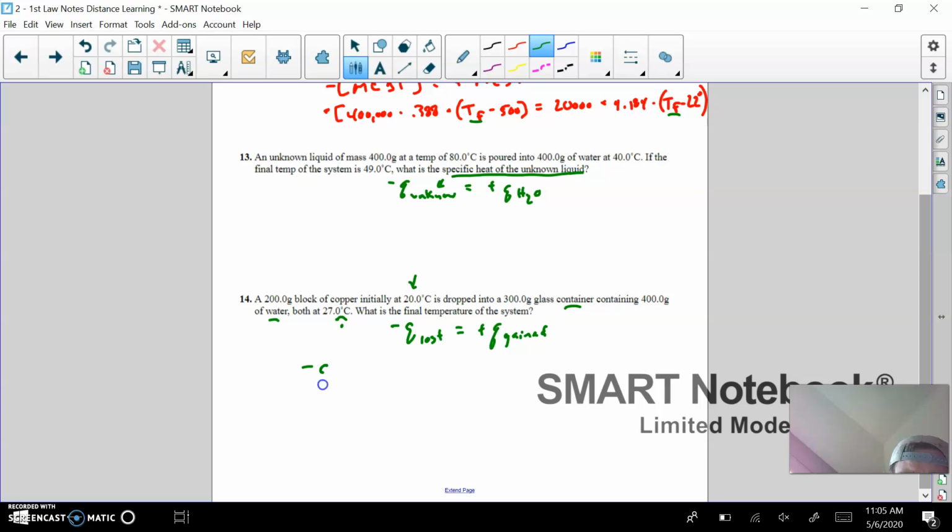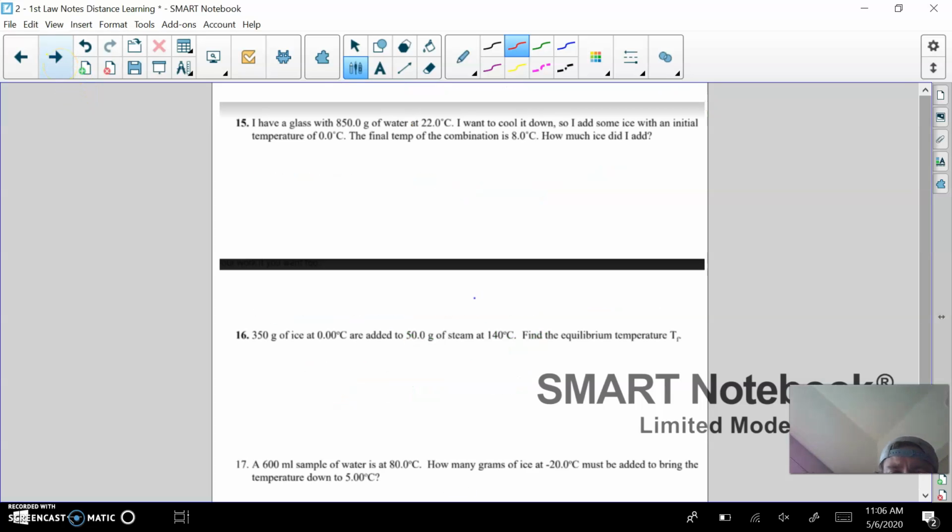All right, so we're going to say negative QH2O plus negative Q glass, and that's equal to the Q of the copper. So you have two MCATs on this side to solve for, and then we want to find TF. That one gets real tricky because you have a lot of TFs and a lot of sign filtering and stuff like that. So that's that question. All right, so now we get into our part B.